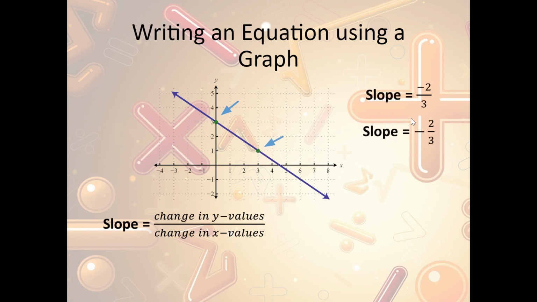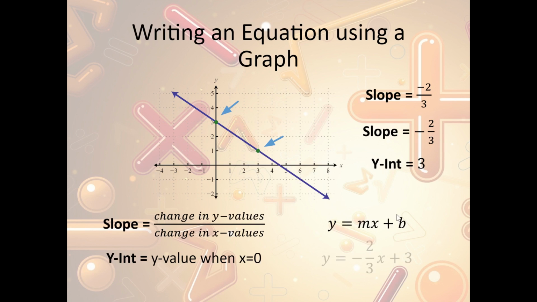So that's my slope. Well, the y-intercept is the y value when x equals 0, which in this case is right here. So my y-intercept is 3. So now I know my slope and I know my y-intercept. So I'm going to plug that into y equals mx plus b. Remember, the slope goes where m is. So the slope is negative 2/3. So this should say y equals negative 2/3 x. And b is 3. So I'm going to plug that in. So my equation for this line would be y equals negative 2/3 x plus 3.